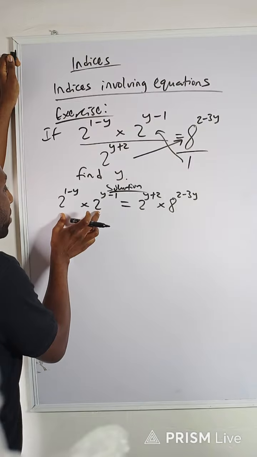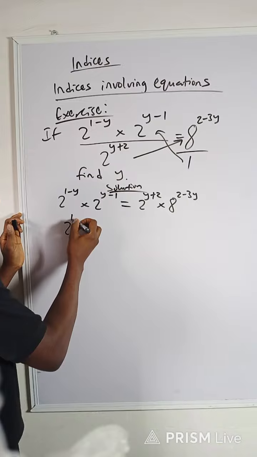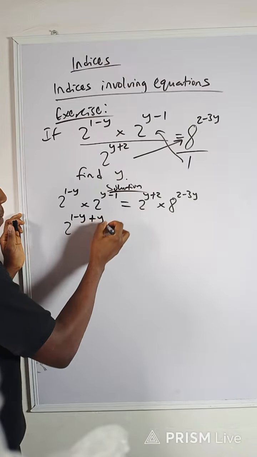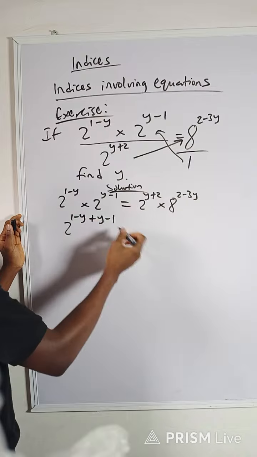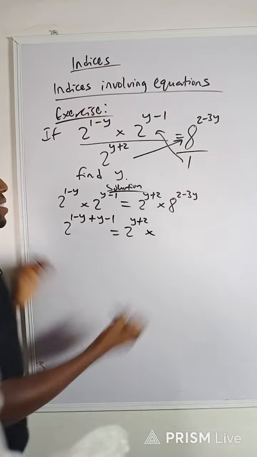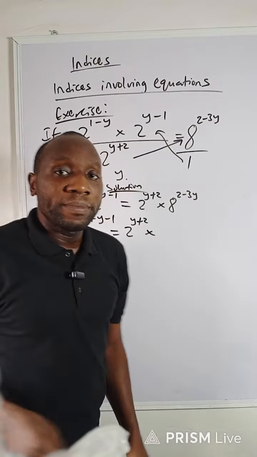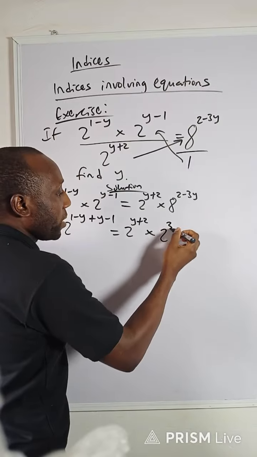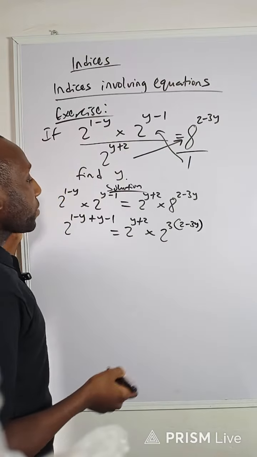Now look at this. They have the same base. We are multiplying, so you add their exponents. So you do 2 to the power of 1 minus y plus y minus 1. You see that? We're adding the exponent. Then this is 2 raised to the power of y plus 2 times, what about 8? 8 is what? 2 to the power of 3. So 2 to the power of 3, then you have to wrap this in a bracket, 2 minus 3y. You see that?